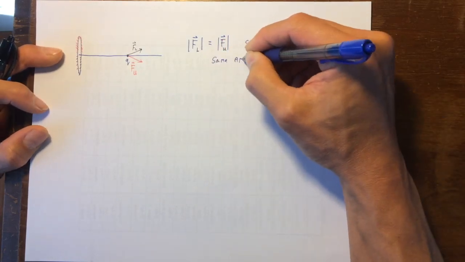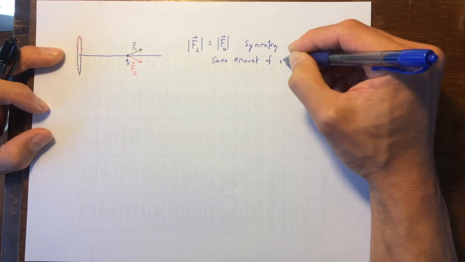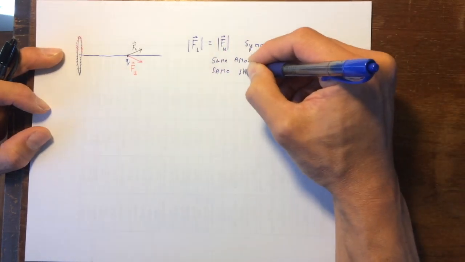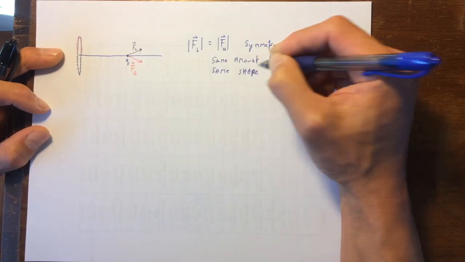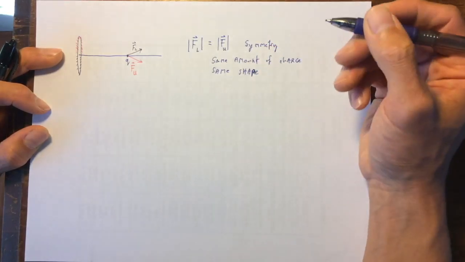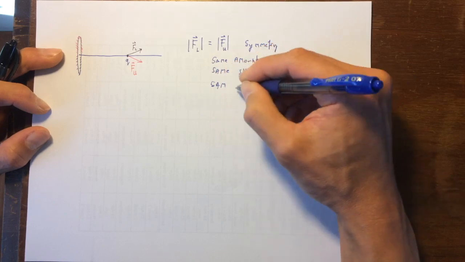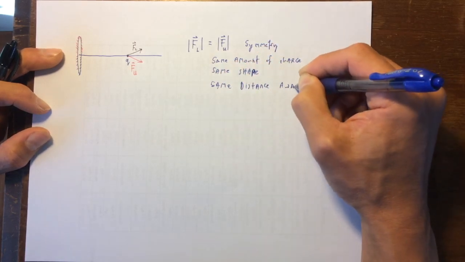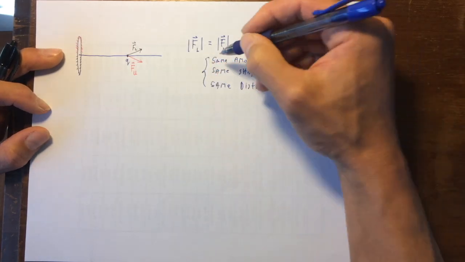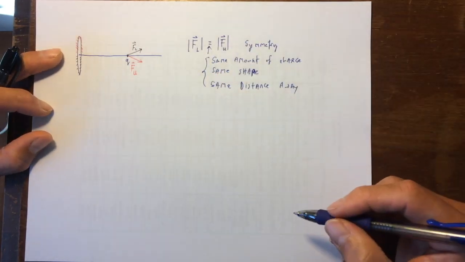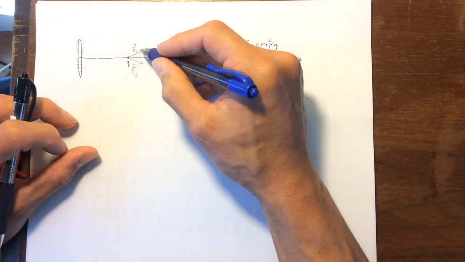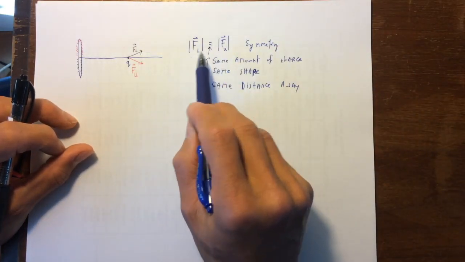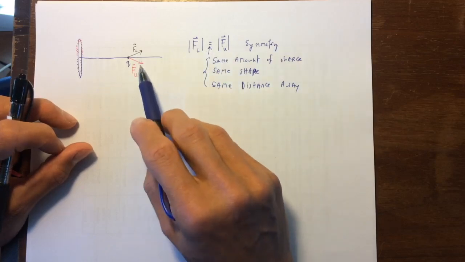Same amount of charge, same shape, oops, not share, but shape, and also the same distance away. So these three things lead to that equal sign. But they are different in an important respect. So I can say that their magnitudes are the same, but their directions are different.